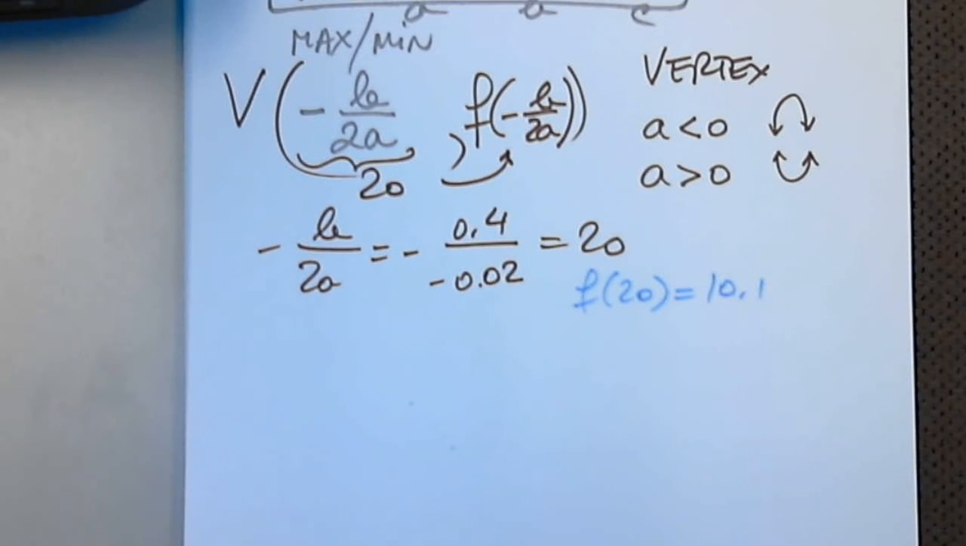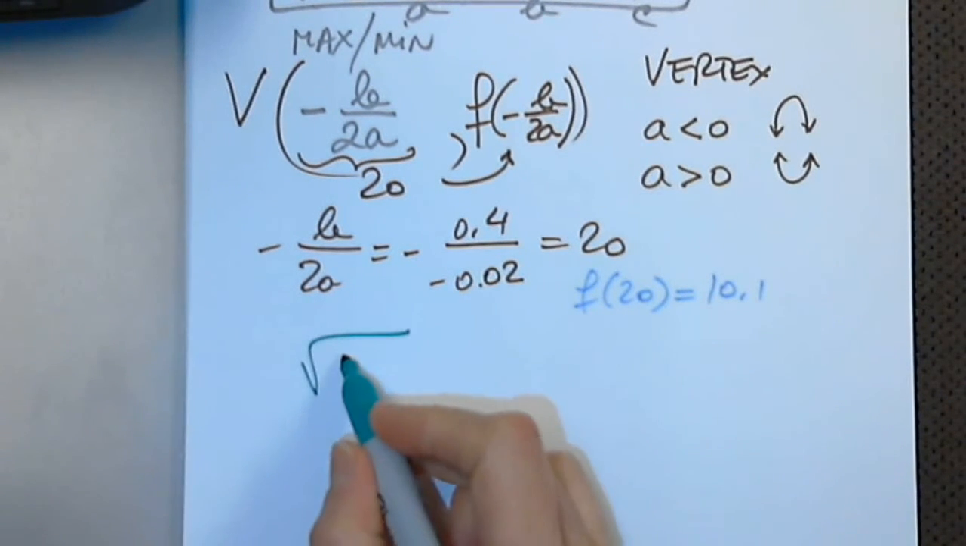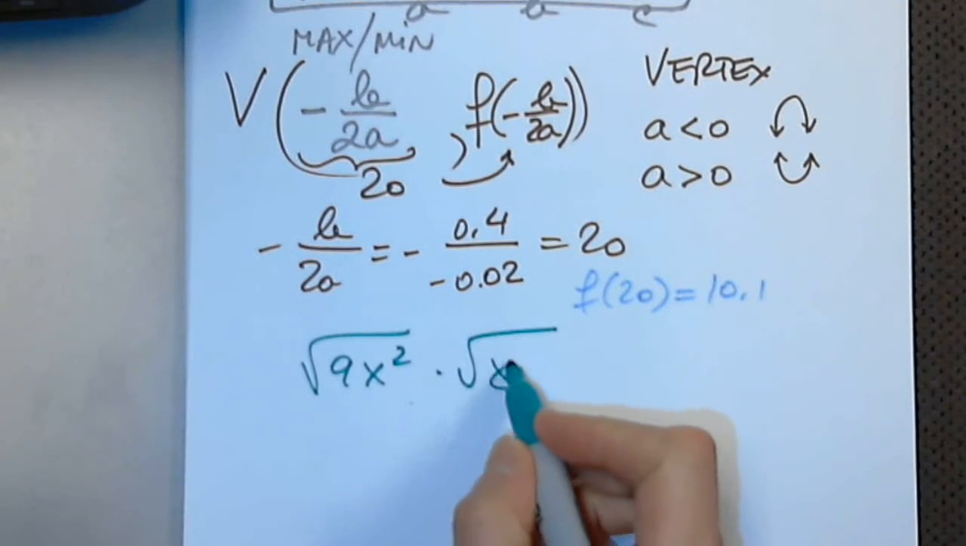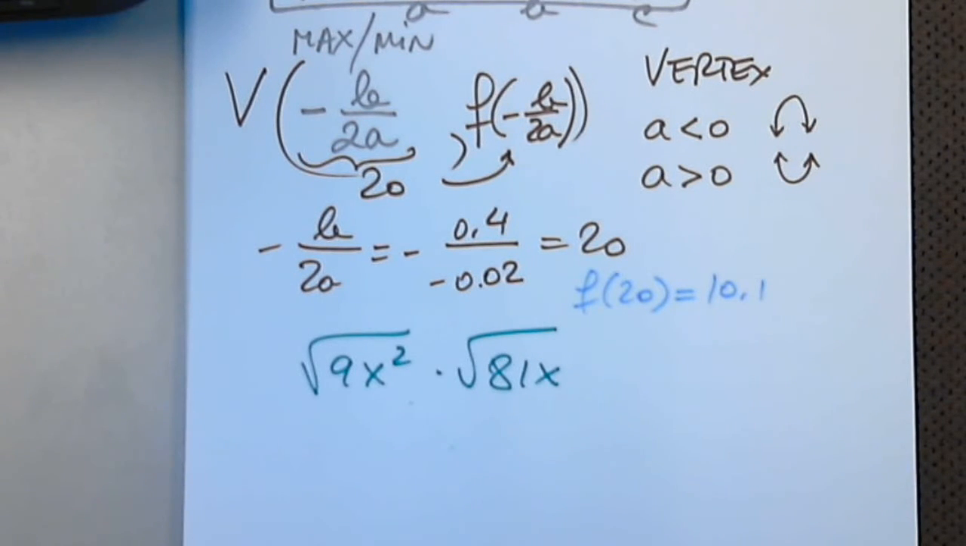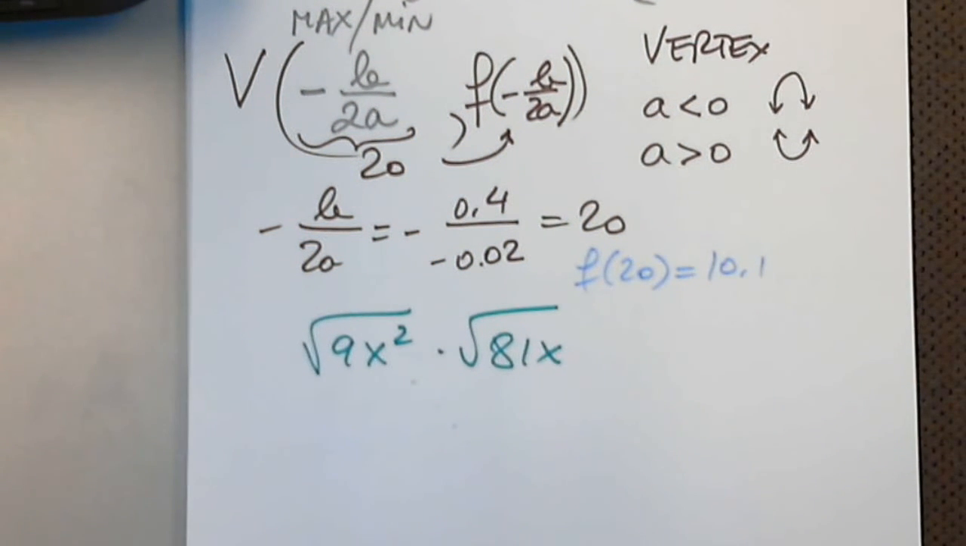Thank you very much. So here we are asked to simplify this. We have the square root of 9x squared times the square root of 81x. So we are asked to just simplify. Are we told anything about x? Are we told that x is a real number? Are we told that x is a positive number? Very important. We're not told anything about x. Are we told that x is any real number, or what do we assume?